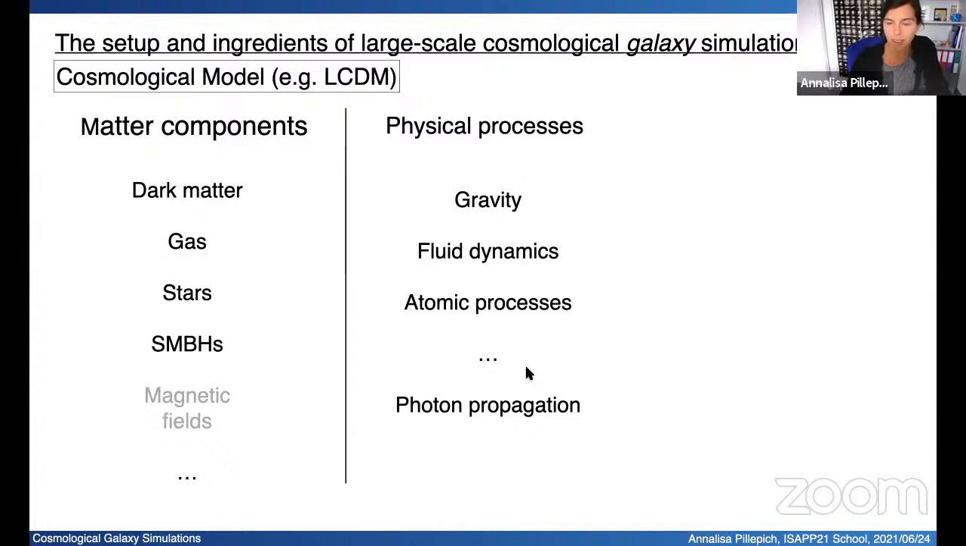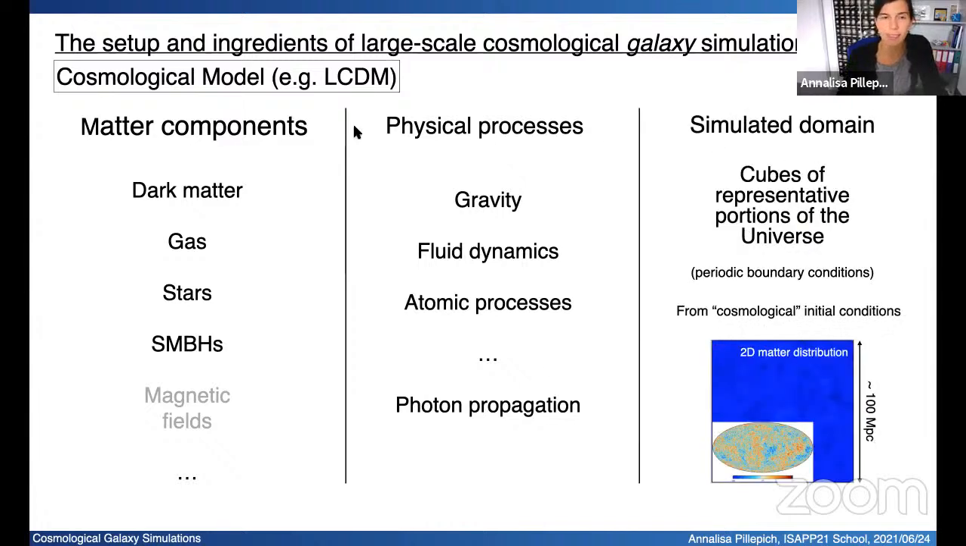When you do a simulation, what you want to decide is what kind of domain you are simulating. And when we think about large-scale cosmological simulations, we are thinking about cubes, literally 3D cubes of representative portions of the universe with periodic boundary conditions, which we evolve from the initial conditions at some point at very high redshift down to redshift 0, or earlier, if you want to stop earlier.